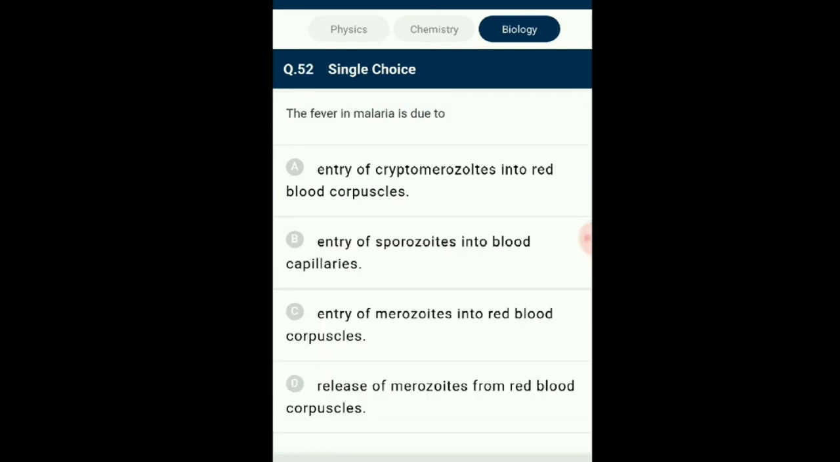Question number 52. The fever in malaria is due to. The periodic fever is a result of synchronization of red cell lysis and release of merozoites. The fever occurs every 48 hours, reaching up to 40 degrees centigrade, 104 degrees Fahrenheit, and is often associated with headache. The answer is option D. Release of merozoites from red blood corpuscles.